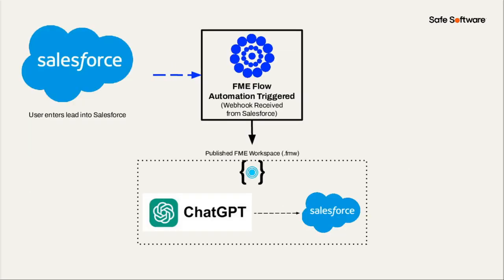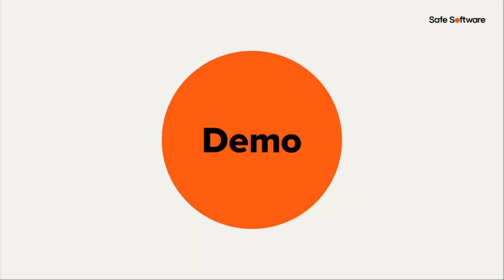So the workflow illustrating what we're going to see: we've got a lead being entered into Salesforce. That is going to fire a webhook that triggers an FME Flow automation. And it's going to run our workspace that is going to go talk to ChatGPT and ask it a bunch of questions about the lead that's been entered. And then it will update that same lead in Salesforce with additional information. Okay, let's take a look at this demo.